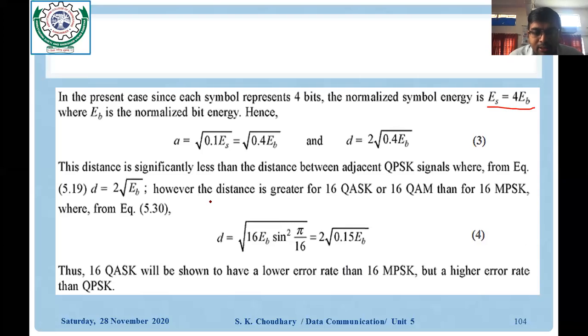So 16 QASK will show a lower error rate compared to 16 MPSK, but a higher error rate compared to QPSK, because of this difference in the distance between the signal points, that is the equivalent distance. Okay, so this is all about the signal space representation of the 16 QAM technique. Now we will see and learn about the transmitter and receiver of this.